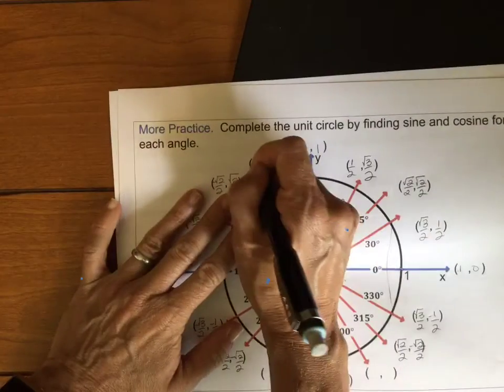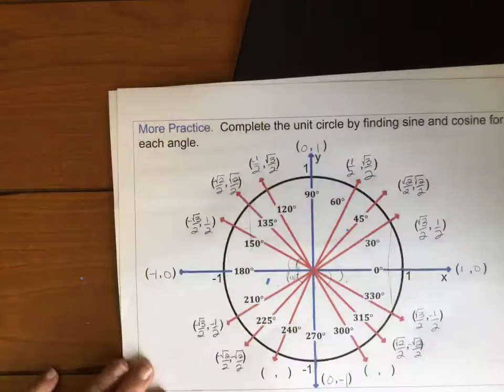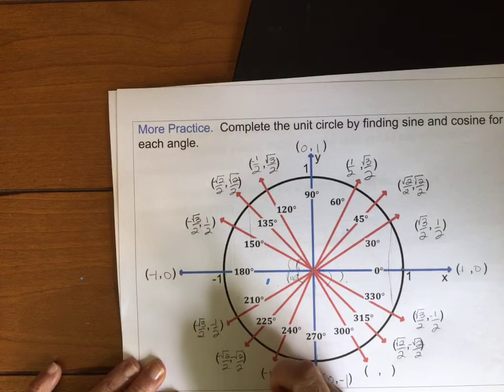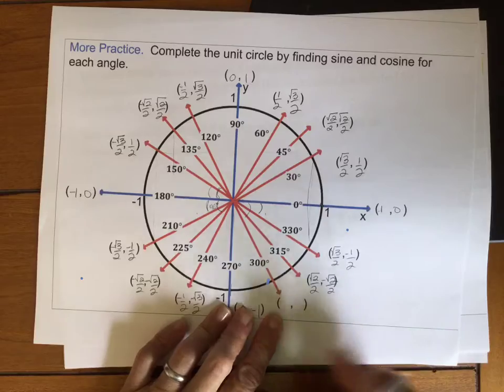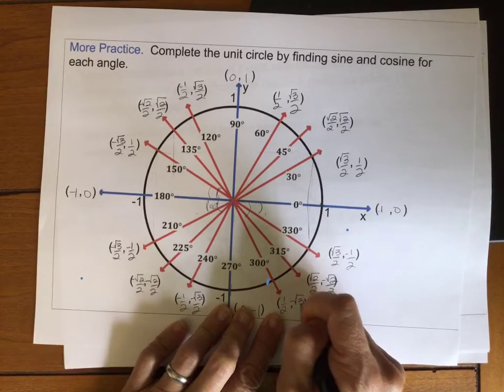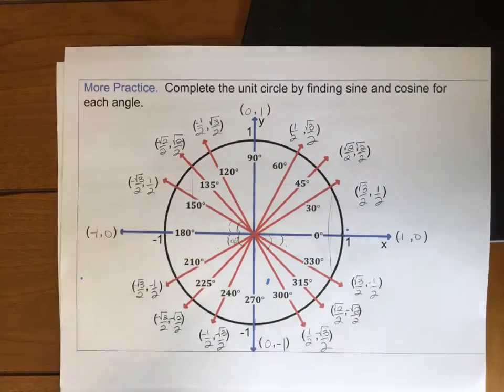my x value is negative in quadrant 2. Down here in quadrant 3, both values are negative. So negative 1/2, negative root 3 over 2. And in fourth quadrant, my x values are positive, so we have a positive 1/2 and a negative root 3 over 2. So this is definitely one you want to get filled in.